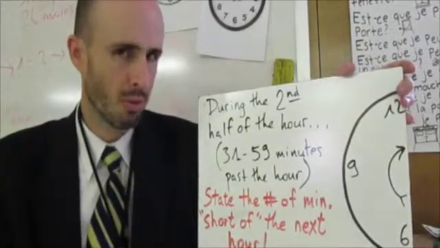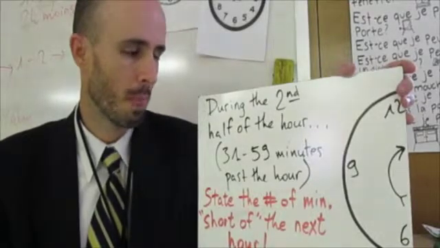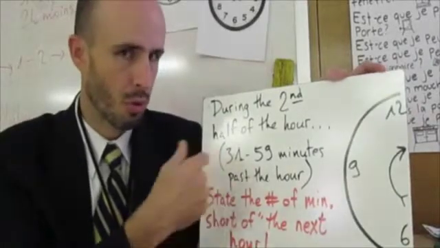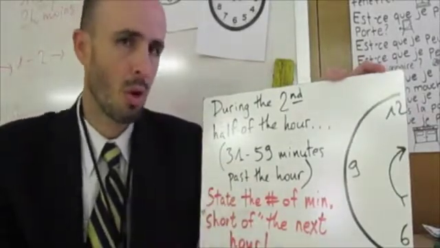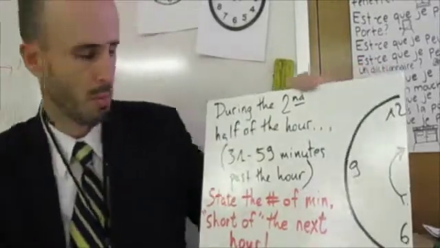So again, we'll practice with that. I've seen that can be kind of tricky for students. So again, second half of the hour, 31 to 59 minutes past the hour, round up to the next hour, say moins, the number of minutes you're short.